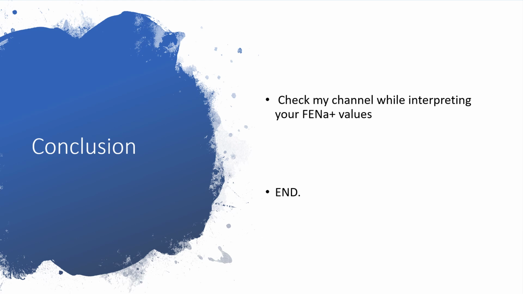In conclusion, please check my channel while interpreting your fractional excretion of sodium values. And remember, if you are confused, get estimated glomerular filtration rate. Also remember, one value of creatinine is not enough to give you a good picture of estimated glomerular filtration rate. And also remember that you can make use of fractional excretion of urea, lithium, and uric acid. And a value lower than 1% doesn't mean it's always pre-renal.